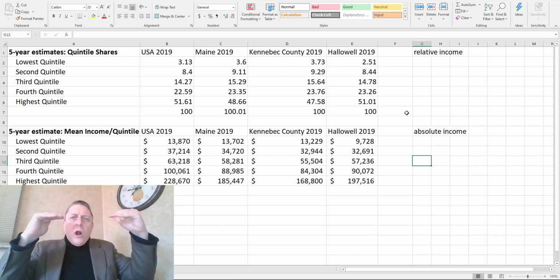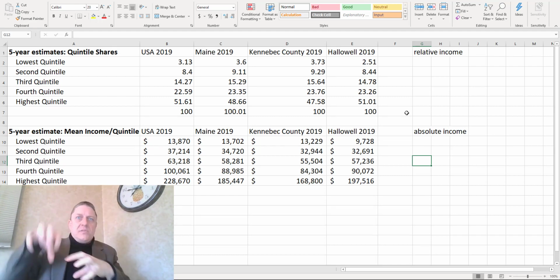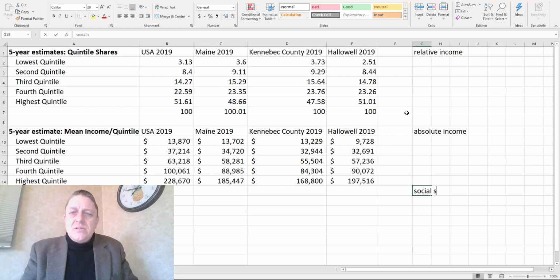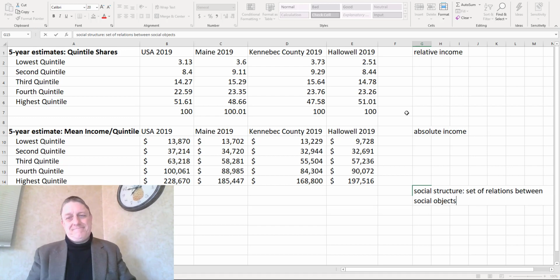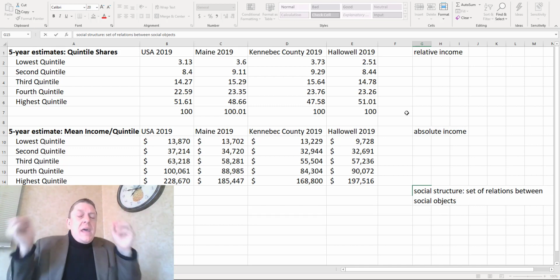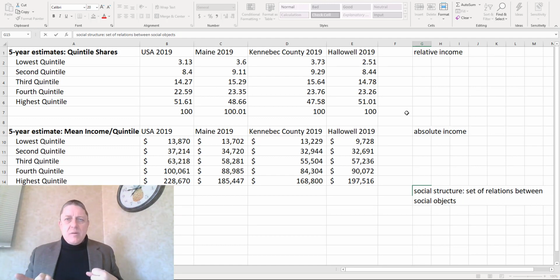But these are relationships between sets of people in a place, between quintiles in a place. And that makes it a social structure, because a social structure is a set of relations between social objects, right? That's what a social structure is. This is therefore a kind of social structure. It's one that's comparable across different kinds of geographies in different places.